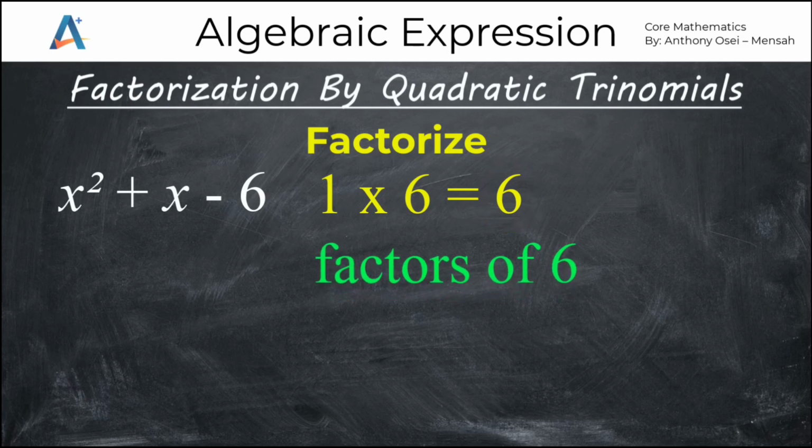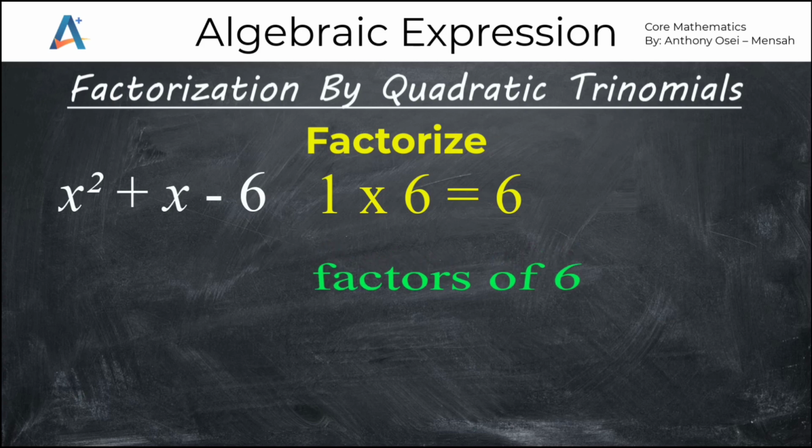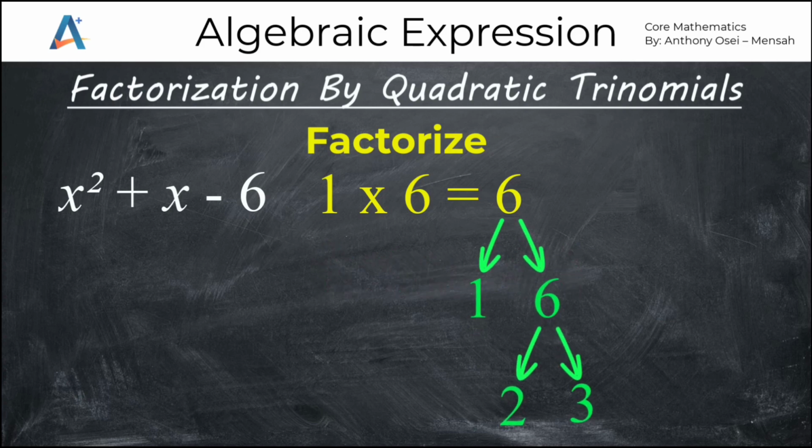So I need factors of 6 as my third step. Then the factors of 6, as we already know, will be 1, 6, and then 2, 3. What does it mean? 1 times 6 will give you 6. 2 times 3 will give you 6. That's how we get the factors of 6.